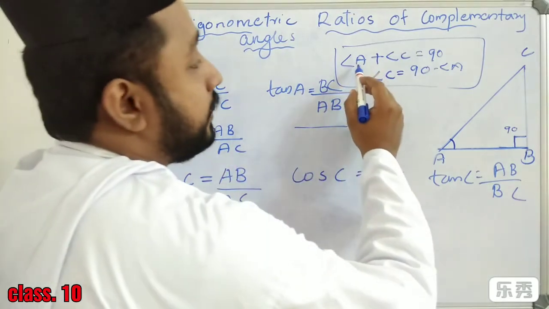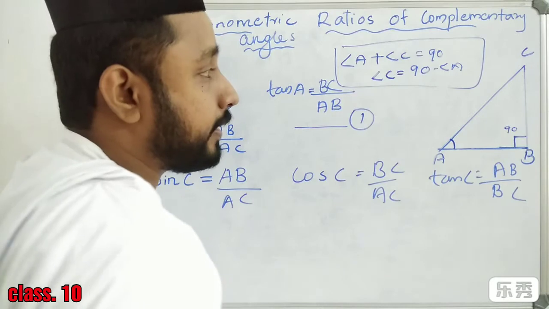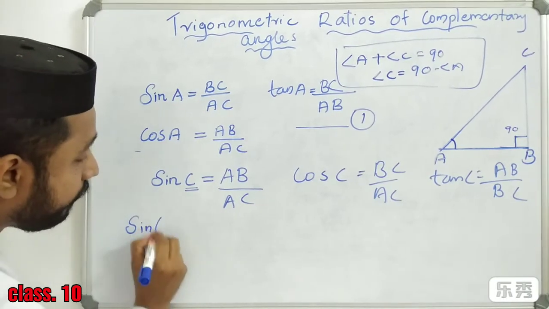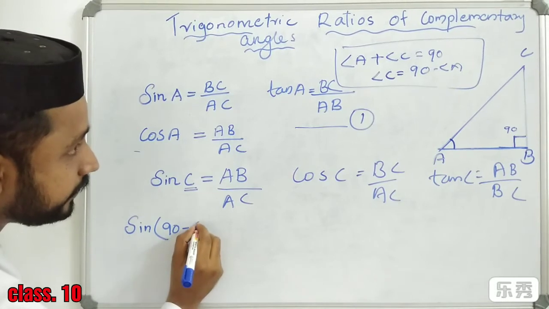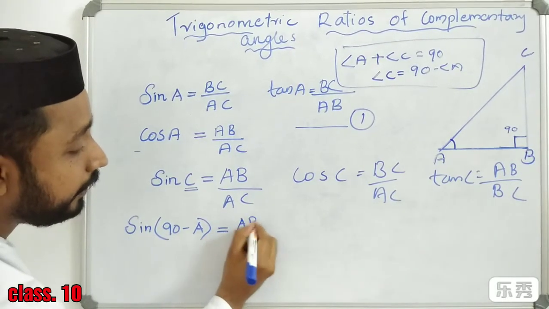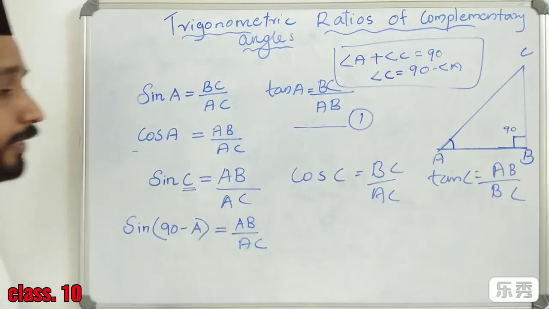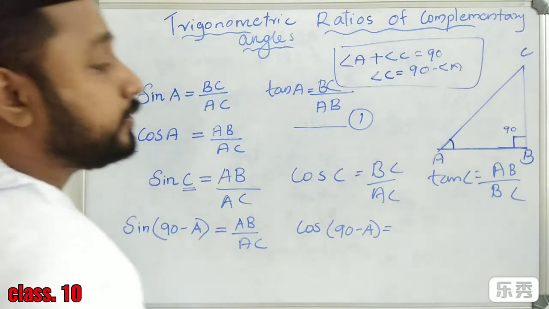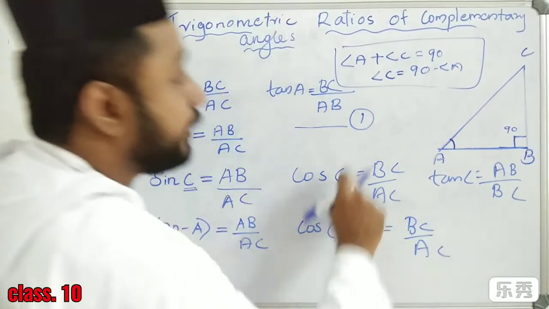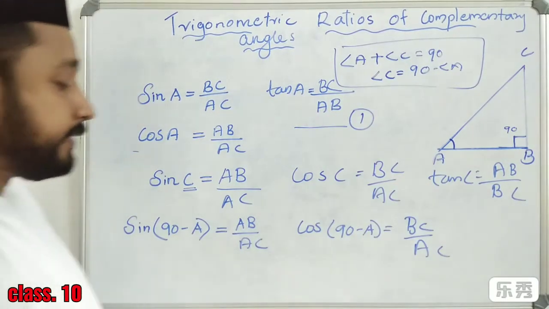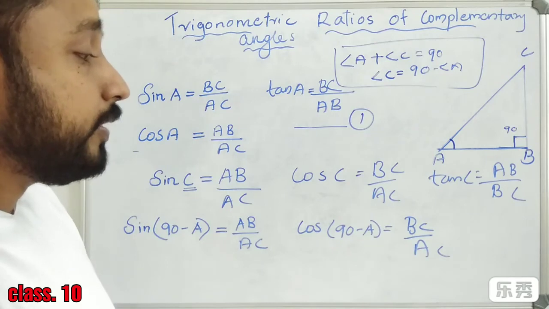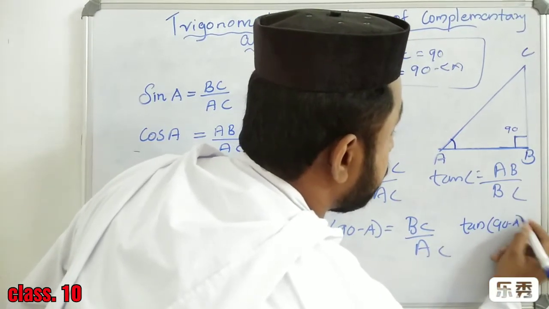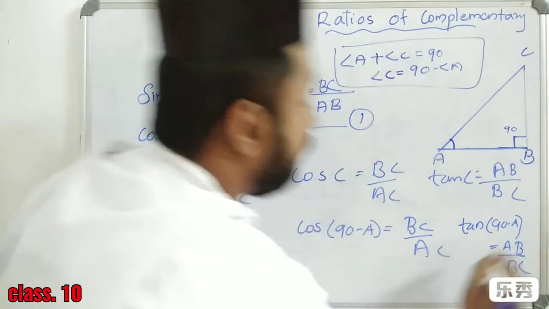Look at here. We consider angle A plus angle C is 90 degrees, so angle C is equal to 90 minus A. So, instead of C, I am going to write 90 minus A. That is, sin 90 minus A is equal to AB by AC, cos 90 minus A is equal to BC by AC, and tan 90 minus A is equal to AB by BC.